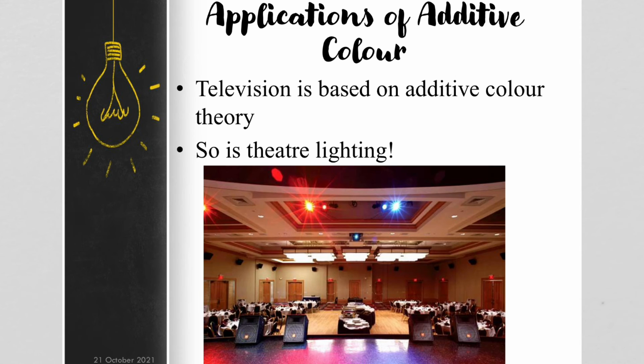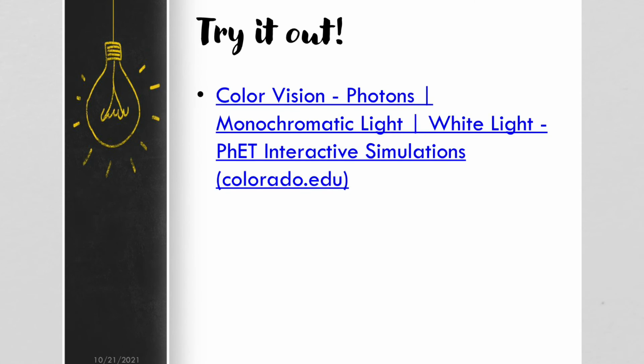So some applications of additive color. Television is based on additive color theory. You actually have 3 LEDs that contribute to all the colors that you see on your television screen: red, blue, and green. Theater lights are the same thing. You mix and match the different color filters to get the lighting that you want on your stage. You get an opportunity to try this out. If you go to the interactive simulations and select the color vision activity, you can try some of this out and see what happens when you mix and match colors.